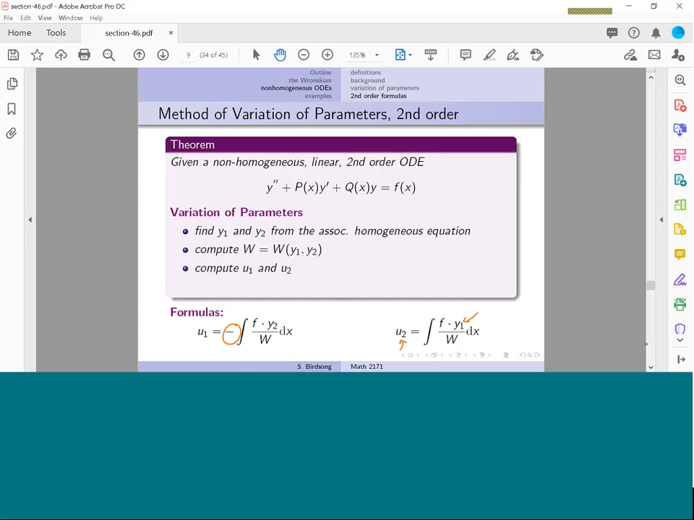So you take these two formulas that you compute for your U1 and your U2. What do you do with it? You multiply each of them by Y1 and Y2, and that then gives you the formula for the particular solution. Notice you can also go ahead and plug these in all together, and if you plugged it in all together, this would be negative Y1 integral f times Y2 over the Wronskian plus Y2 integral non-homogeneous part times Y1 divided by the Wronskian inside the second integral.